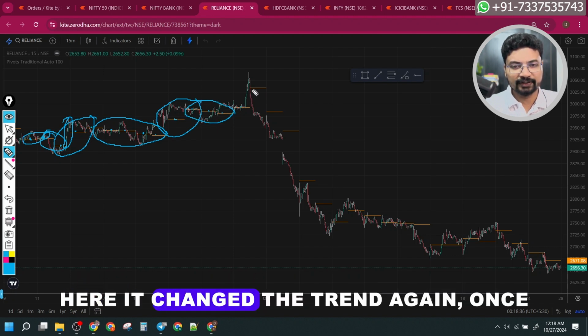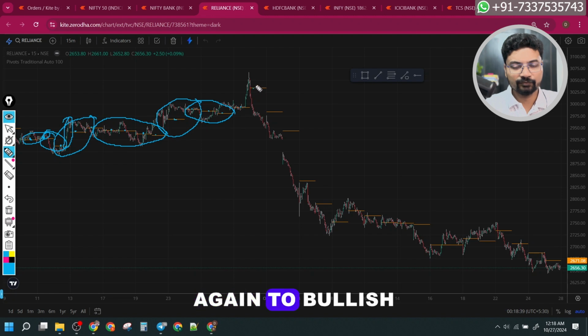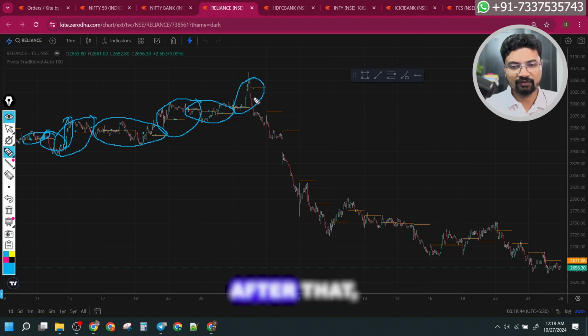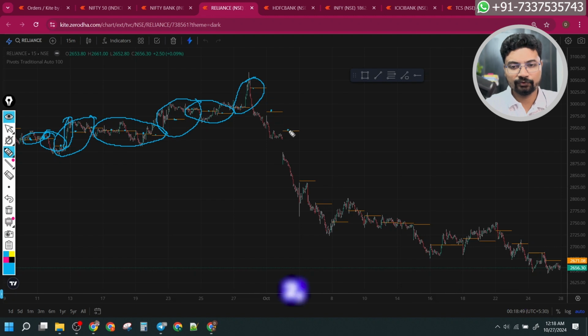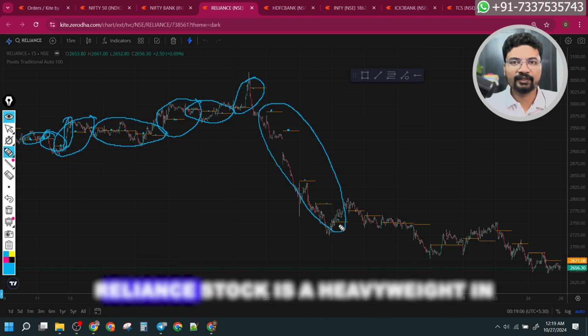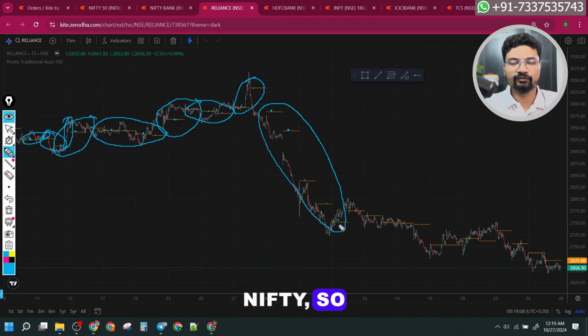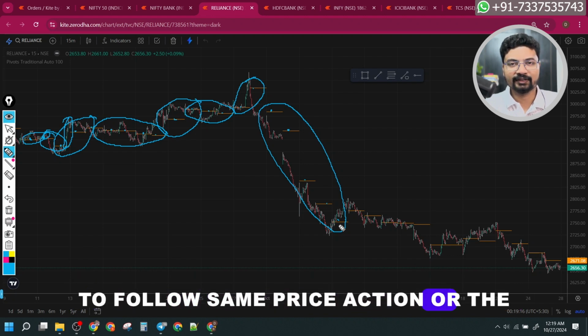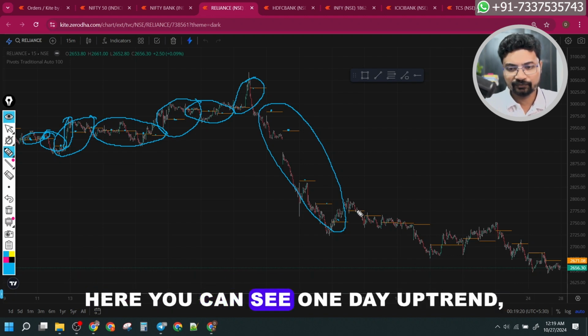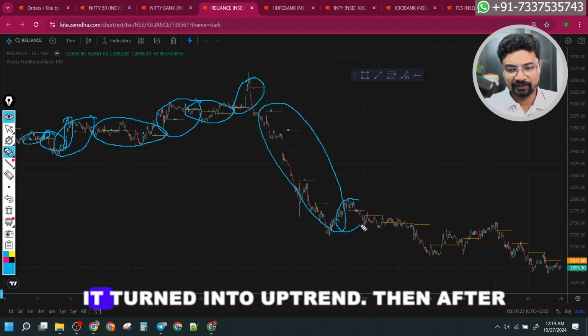Here it changed the trend again, once again to bullish trend. After that the trend changed. Here you can see 1, 2, 3, 4 and 5. 5 days continuous fall from the top. Reliance stock is a heavyweight in Nifty, so Nifty and Reliance are going to follow the same price action or the same trend. Here you can see 1 day uptrend, it turned into uptrend.